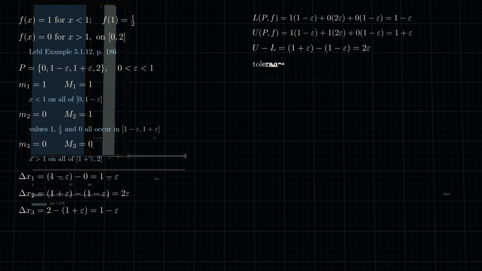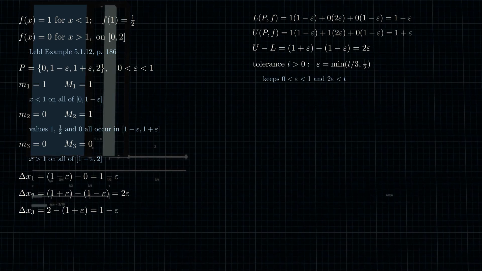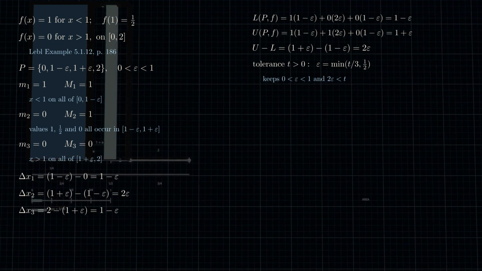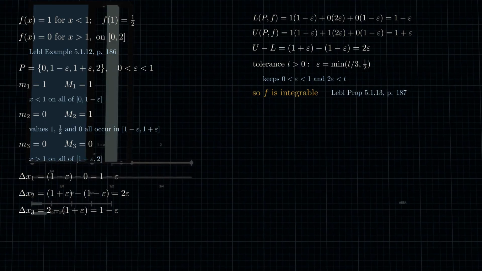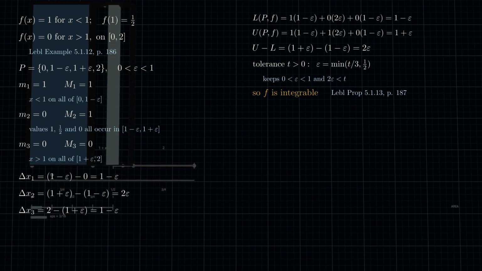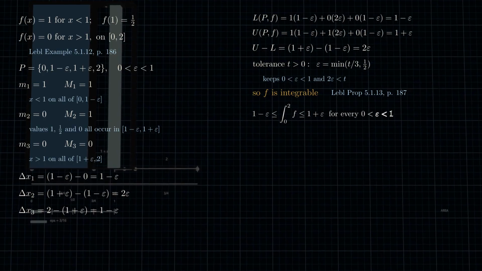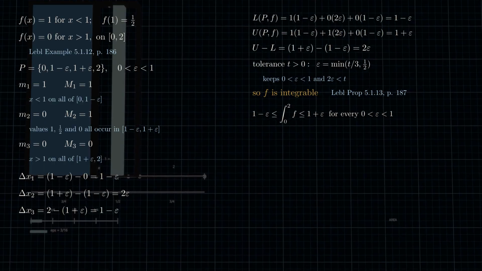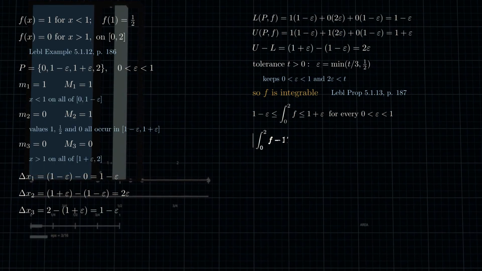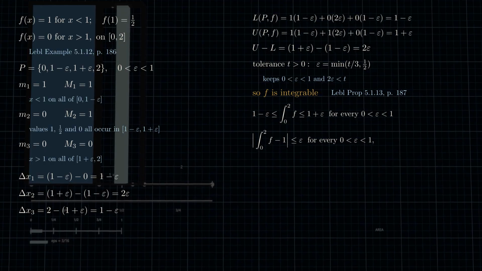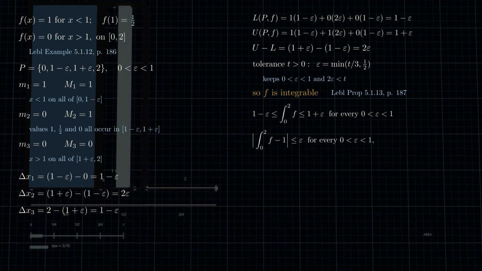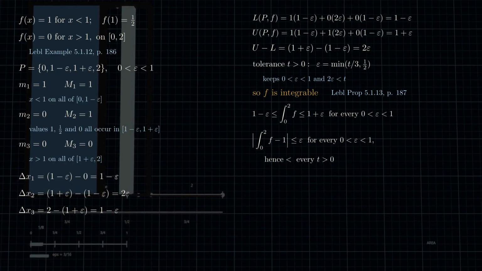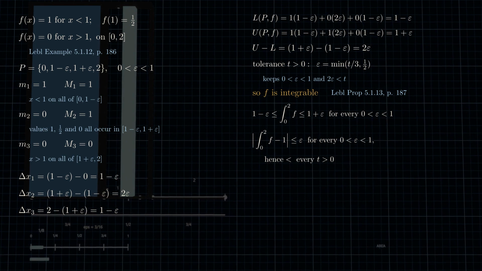Name any tolerance. I take epsilon below 1/2 and below 1/3 of your tolerance. Still between 0 and 1, and 2 epsilon beats it. So f is Riemann integrable. The value comes free from the same partition. The integral is trapped between the sums, so it is at least 1 minus epsilon and at most 1 plus epsilon. So the integral differs from 1 by at most epsilon, for every epsilon between 0 and 1, hence by less than every positive number, and a distance that small is 0.